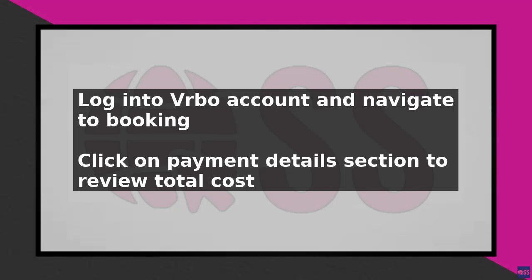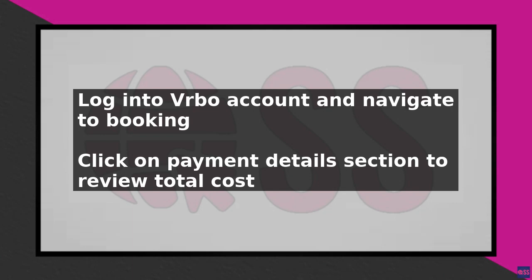To make a payment on Vrbo, start by logging into your account and navigating to the booking you wish to pay for. Once you have found the booking, click on the Payment Details section to review the total cost and any applicable fees. Next, select your payment method, which can include credit or debit cards, PayPal, or other options.